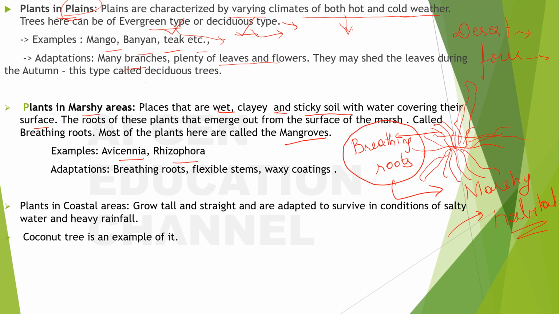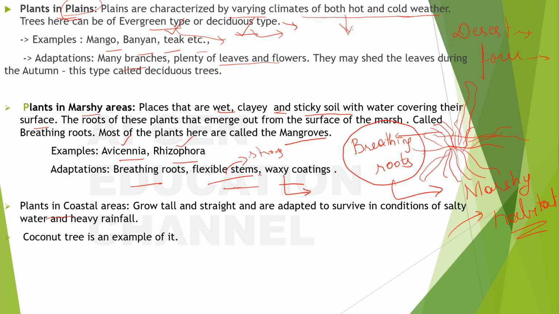I'm not going to spell this because I get so confused spelling this, so instead you just go through this and remember. Adaptations. And what are these adaptations? Breathing roots, as mentioned here, flexible stems and waxy coatings. Why flexible stems? Waxy coatings you could know by this time, you get when there is a lot of water. And flexible stems too, because they have to bear with the strong currents, right? So you will have the flexible stems too.